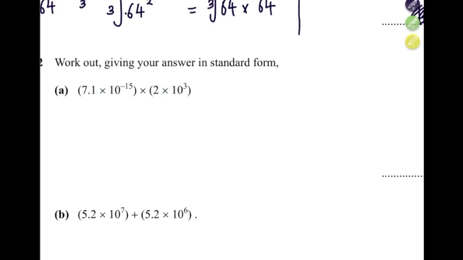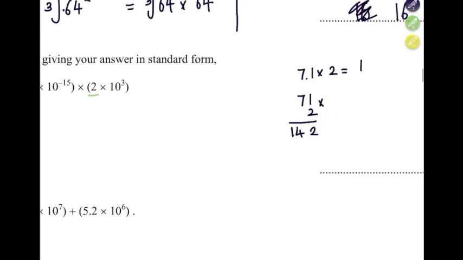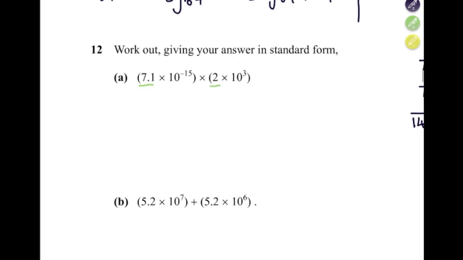So first of all, let's work on the simple numbers. 7.1 times 2. What is 7.1 times 2? This is going to be 71 times 2. 2 into 1 is 2. 7 times 2 is 14. So we will write 142. Now since in our question we only have one digit after our decimal point, we need to have one digit after our decimal point. 14.2.